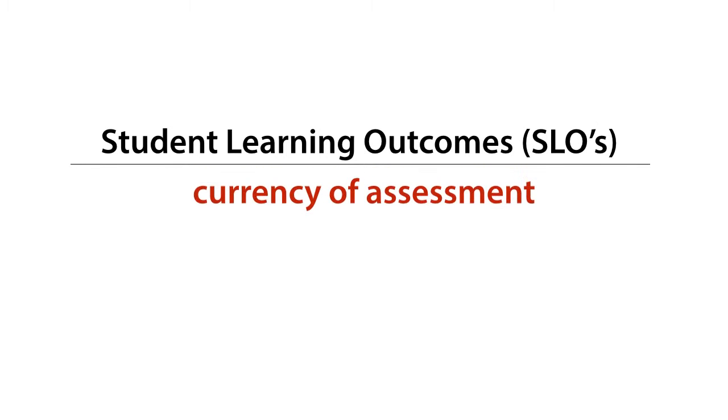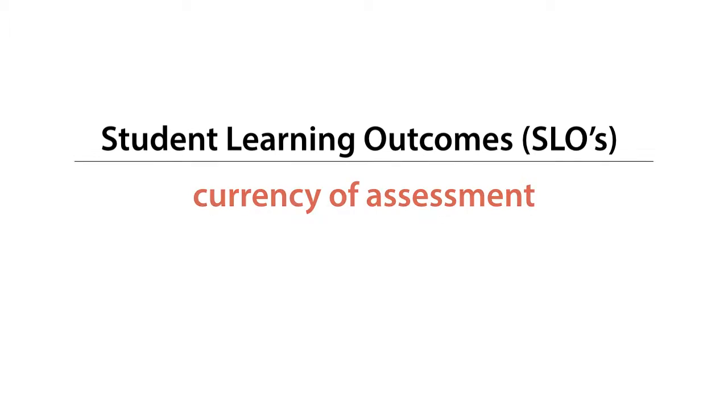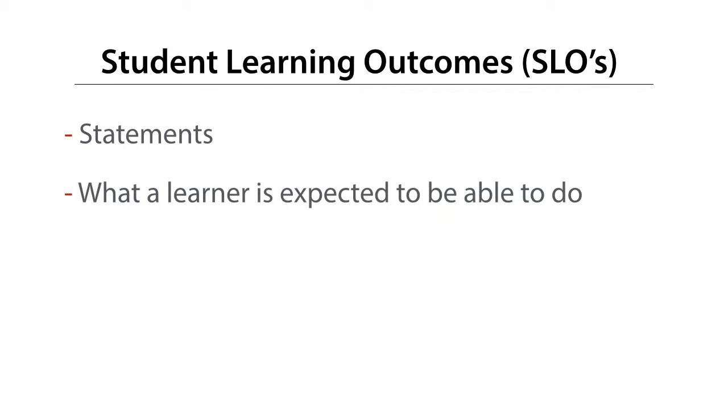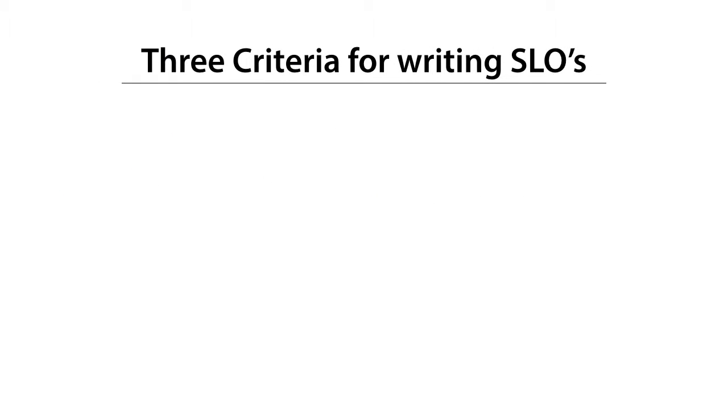The currency of assessment, the way that we actually write out what we want our students to accomplish so we have these benchmarks against which to compare, is called the student learning outcome, the SLO. It's probably an abbreviation you've heard before. And these are learning outcomes. They're statements about what a learner is actually expected to be able to do after having gone through a learning opportunity. And there are three criteria that we need to keep in mind when we're writing an SLO.